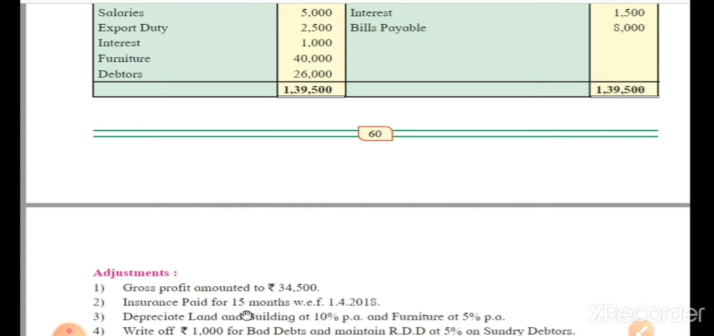From this information we understood there is a prepaid insurance, and we put a tick mark before the insurance in the trial balance.